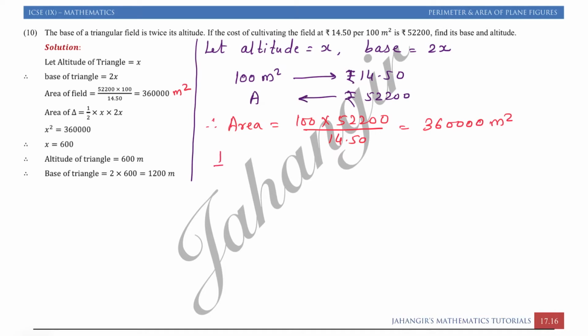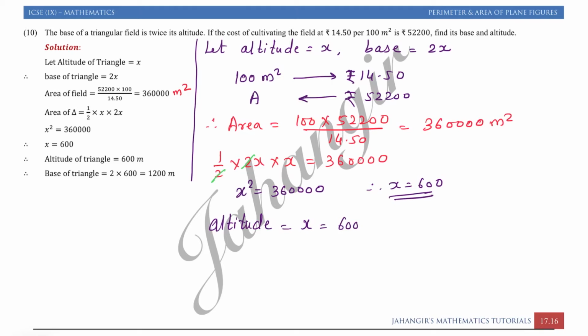So now area we can write half into base 2x into altitude x, which is equal to 360,000. We can cancel out 2 and 2. So therefore x square is equal to 360,000. So therefore x is equal to 600. So now altitude is x, which is equal to 600 meter. Base is 2x, which is equal to 2 into 600, which is equal to 1200 meter.